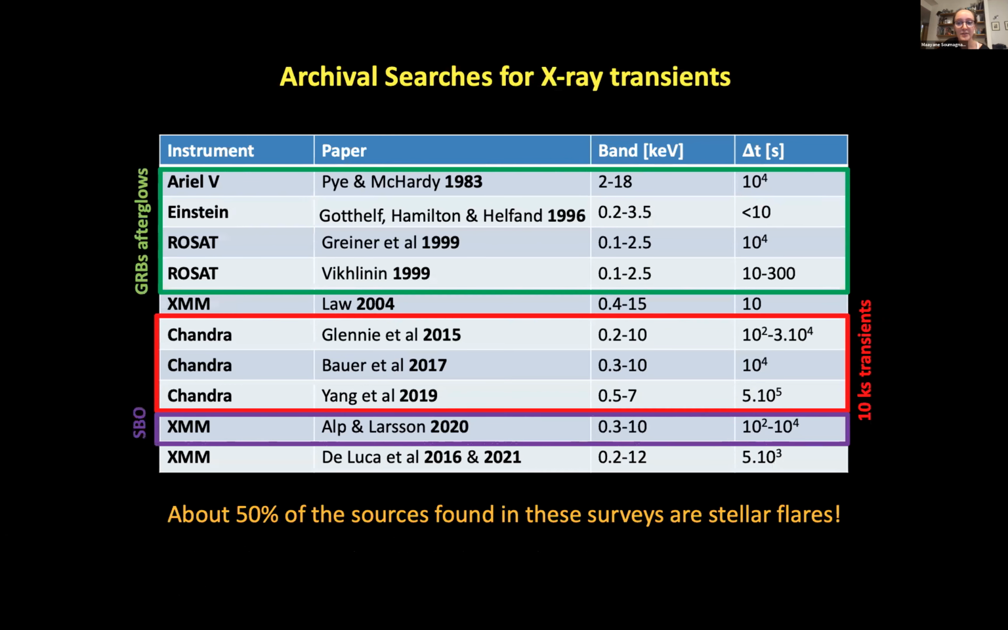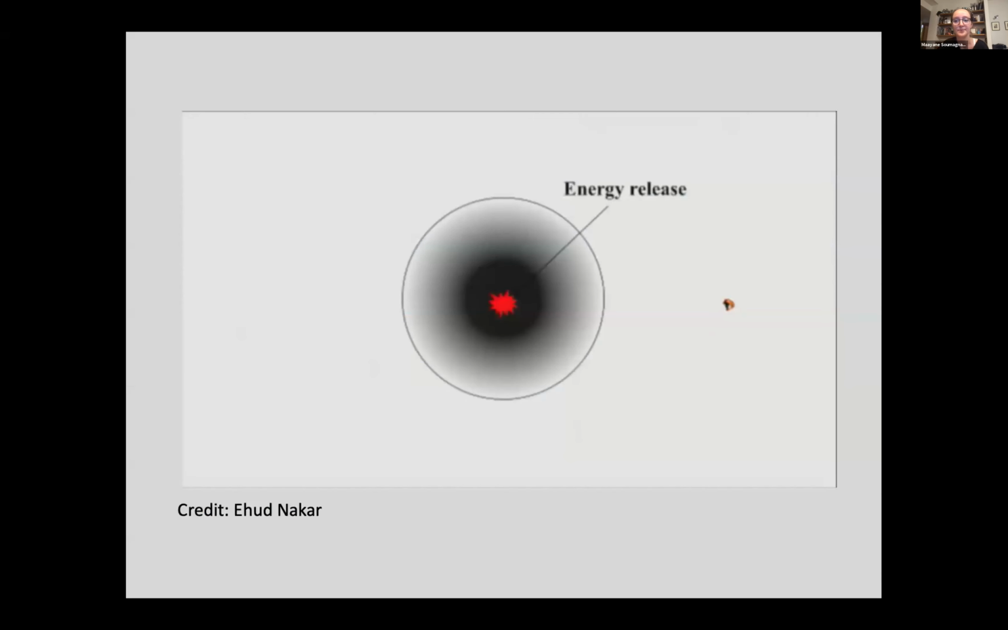And this was the motivation for a very recent work by Alp and Larsson, where the authors mined the XMM archival data in search for shock breakout events, and they actually found 12 candidates. And it's also one of the main motivations for the blind search that I'm currently performing on 20 years of Chandra data. So I'm going to say a few words now about these events.